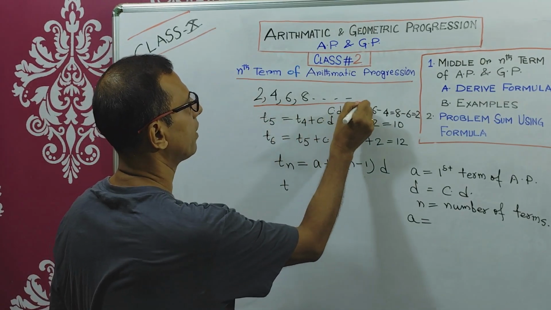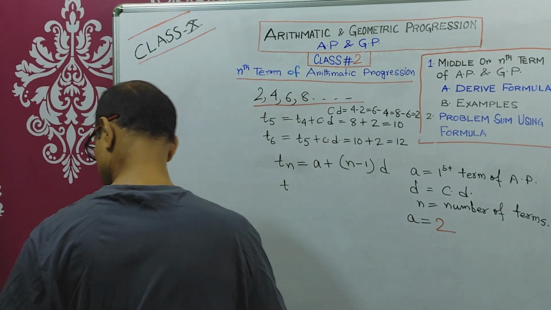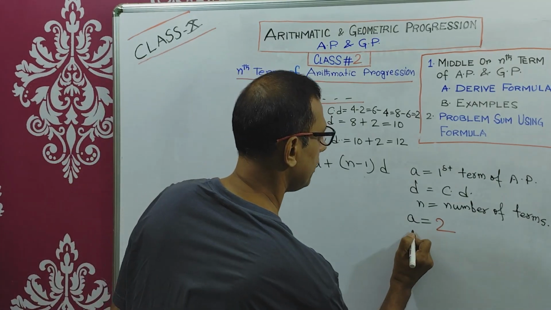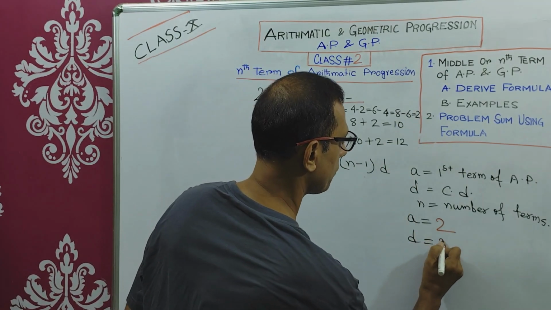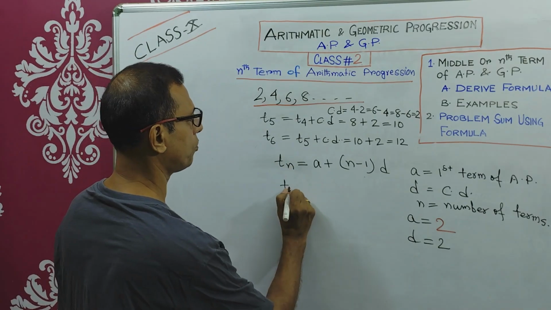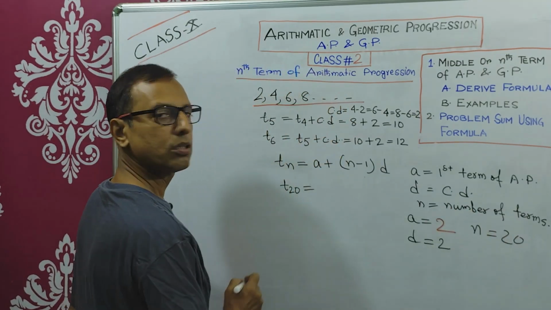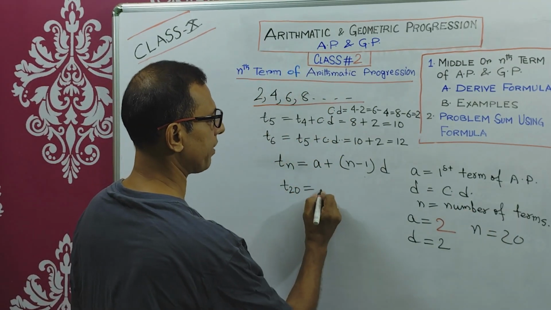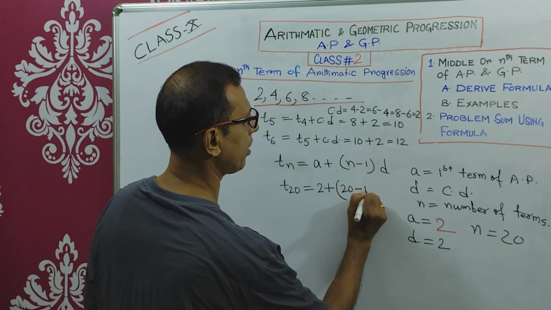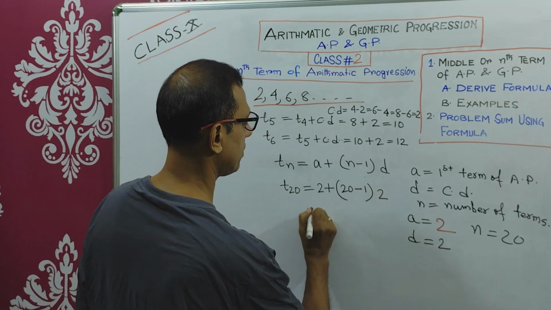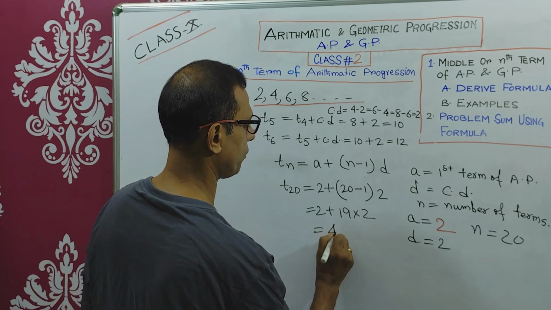So for this particular pattern we can see that a equals 2, d equals 2, and I have asked you to find out the 20th term, that means T20, n equals 20. So how will we find it? a equals 2, replace the values: 2 plus n equals 20, that means 20 minus 1, into d, d means 2. So that is 2 plus 19 into 2 equals 38 plus 2 equals 40.